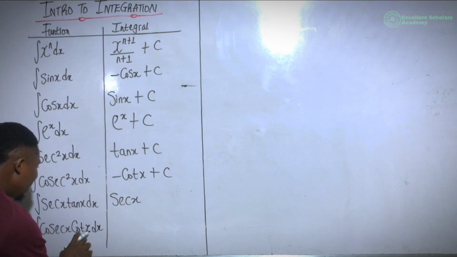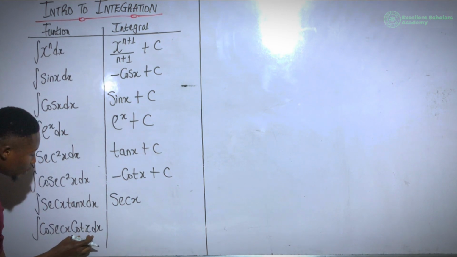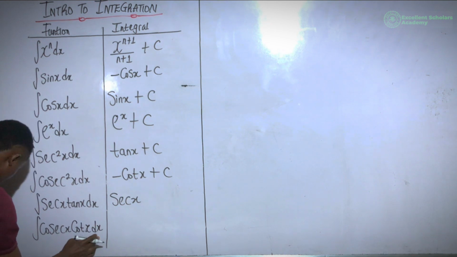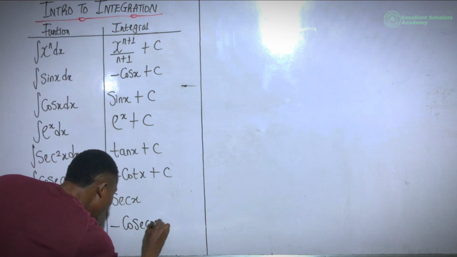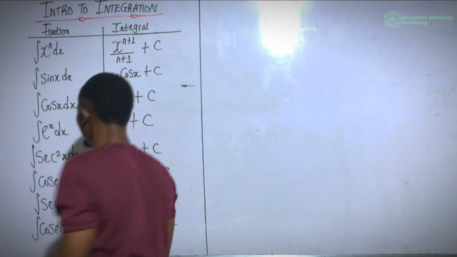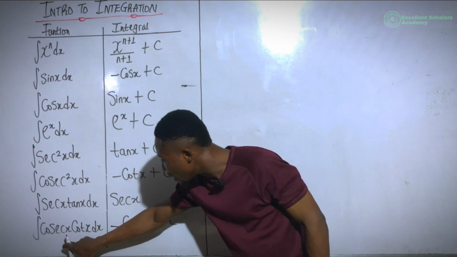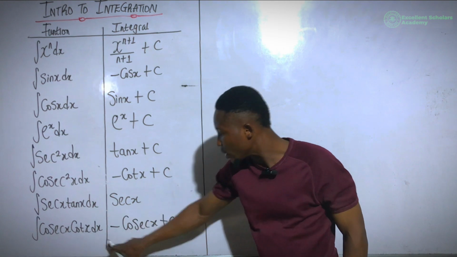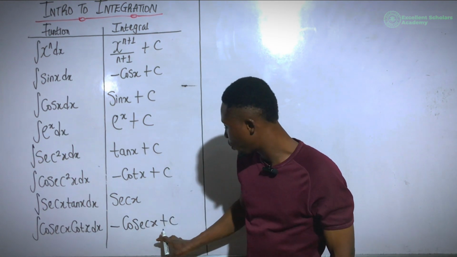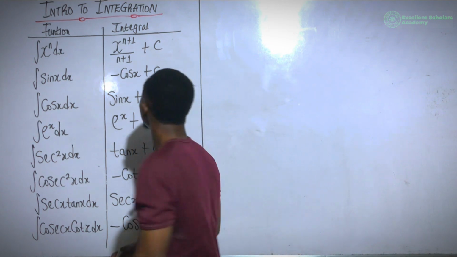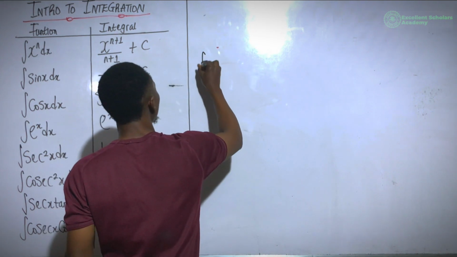Now, if we integrate cosec x and cot x with respect to dx, we're going to have minus cosec x plus a constant of integration. We integrate cosec x cot x with respect to dx, we're going to have minus cosec x plus our constant of integration.